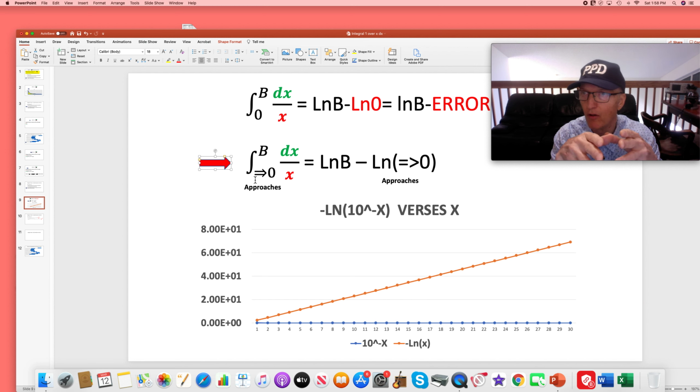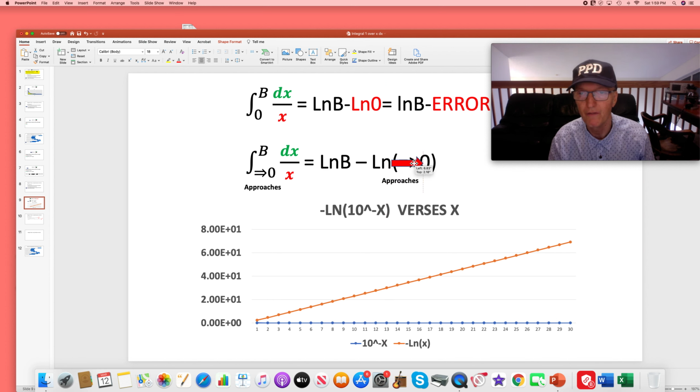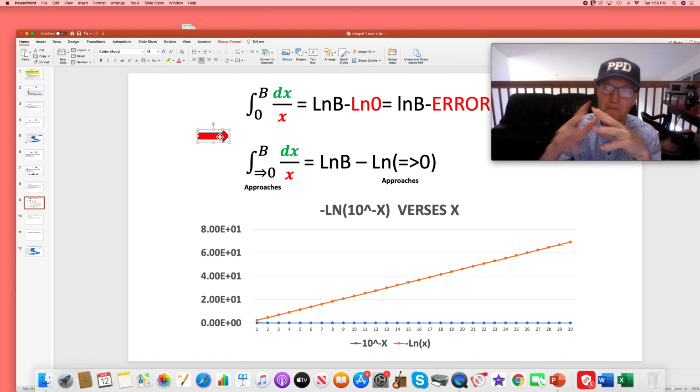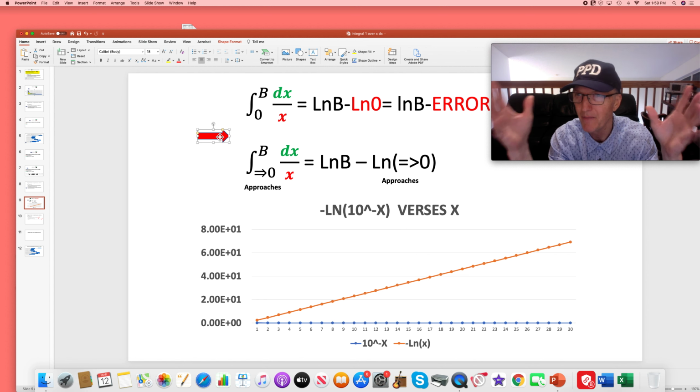We can do the integral of 1 over x dx from something very close to 0 to b. We can approach as closely as we want to 0, as long as we don't actually go to 0, right? And that's what I mean here. The result is going to be ln b minus ln of that little increment away from 0, whatever that small number is, okay?